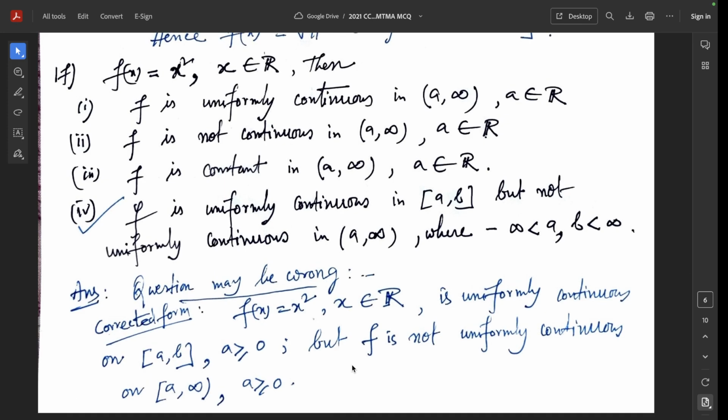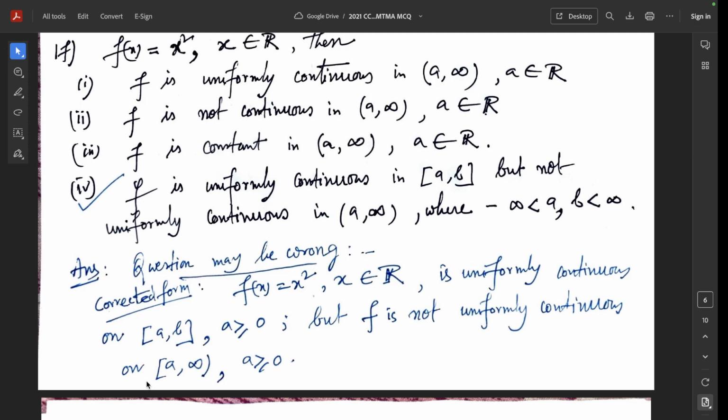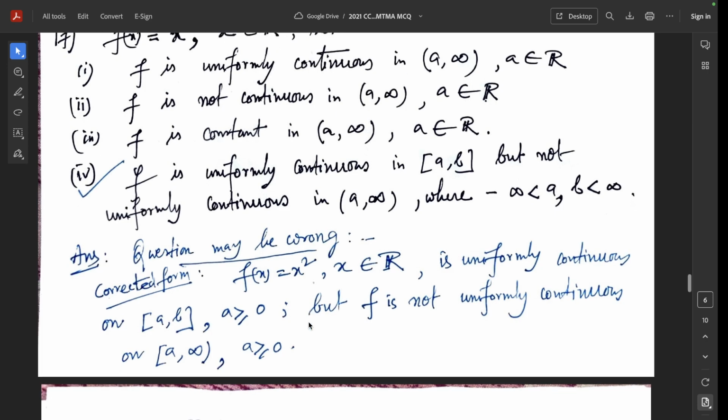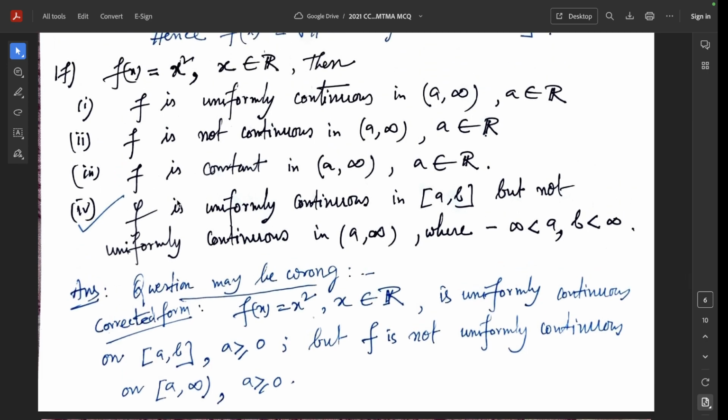The question may be wrong, and the correct form is this: f(x) equals x squared, x belongs to R, is uniformly continuous on the closed interval [a, b] for a greater than or equal to 0. You have to mention this, a greater than or equal to 0, otherwise it is not true. But f is not uniformly continuous on the closed interval [a, infinity), a greater than or equal to 0. So the question may be wrong; the option is actually correct, but here we must put a greater than or equal to 0.